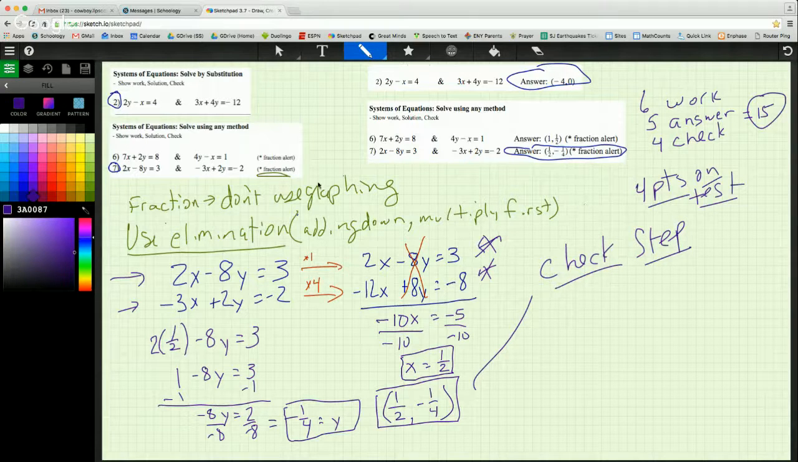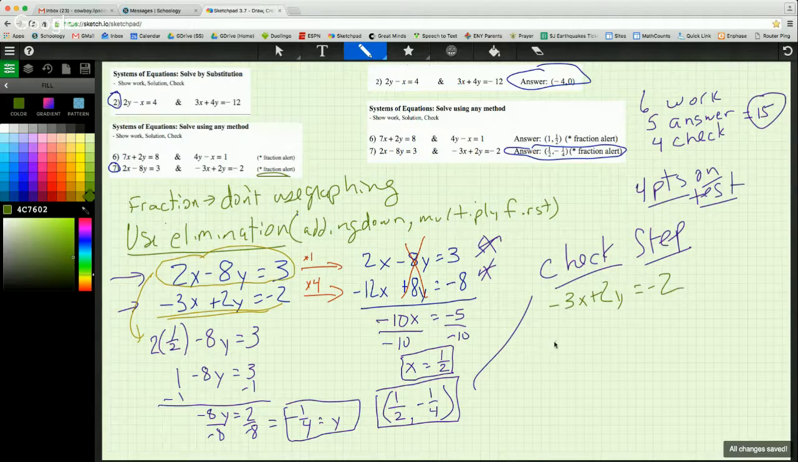Okay. Check step. So we've already used this one to solve for y, so we have to use this one for our check step. I'll put our check step over here in green. So we've got negative 3x plus 2y equals negative 2. We're going to plug in our values here and go negative 3 times 1/2 plus 2 times negative 1/4. Does that equal negative 2?